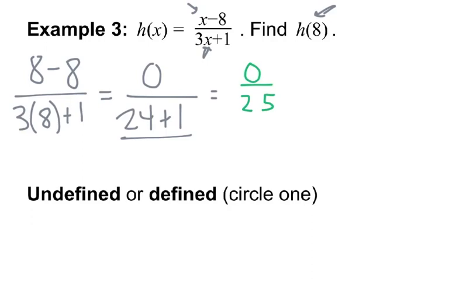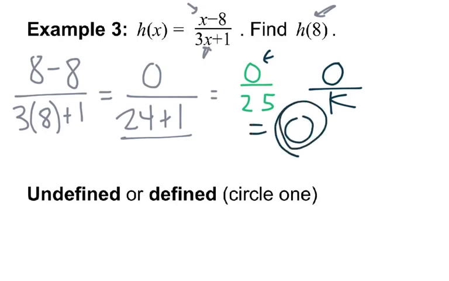Alright, now this is an example of an okay scenario, right? The 0 is on top, and that means it's okay, which means our answer is actually going to be 0. That's what the value is at h of 8, and in turn it's defined here, so defined is what we circle.